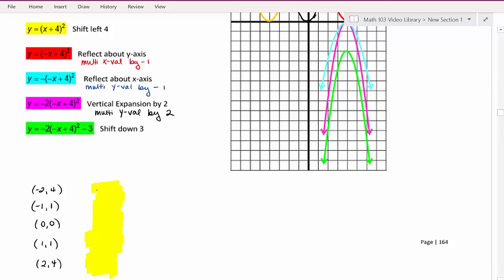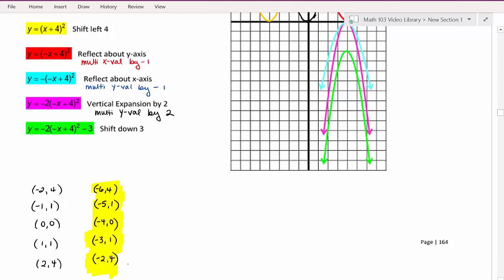So subtracting 4 from all of our X values, we get -6, 4, -5, 1, -4, 0, -3, 1, and -2, 4.